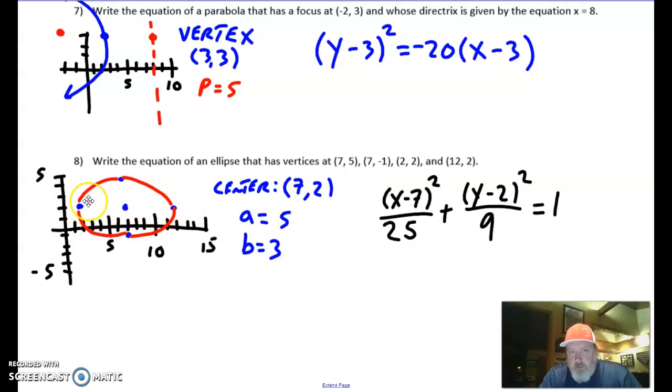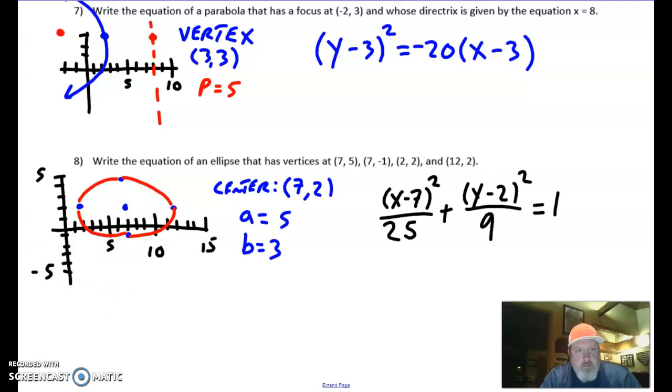We're elongated this way, so x squared comes first, (x minus 7). And the y term is second, so (y minus 2) squared. And you have a and b right from the distance from your center point to your vertices.